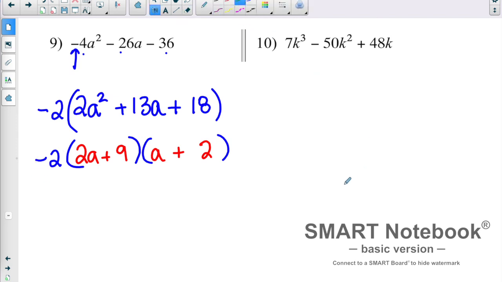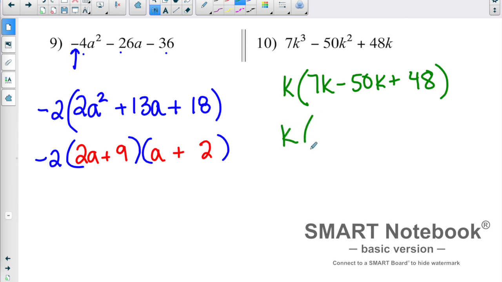And lastly, number 10, there is a GCF of k in common with all of them. So 7k squared minus 50k plus 48. Seven k times k is the 7k squared. But there are a lot of things that multiply to give you a 48.